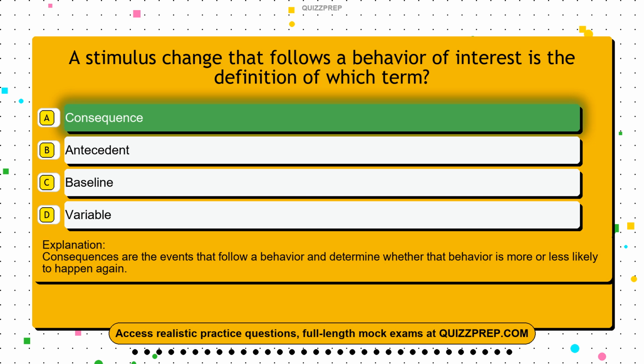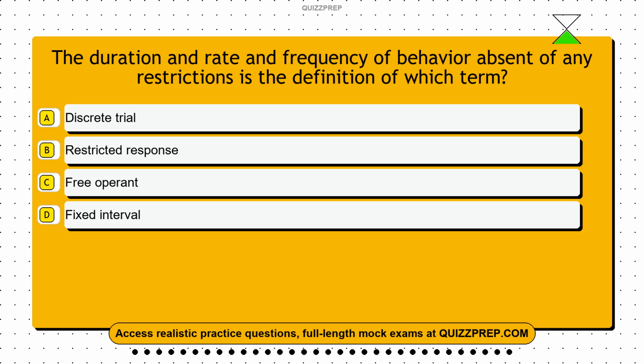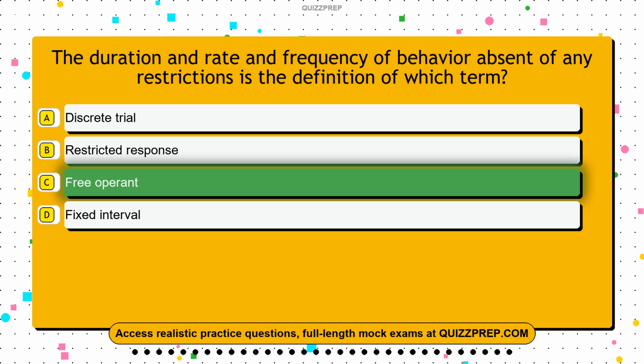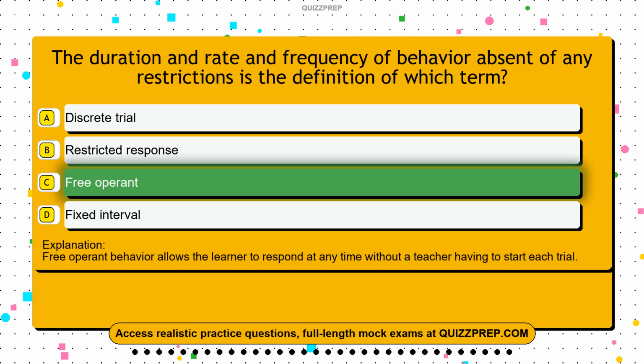again. Question 30. The duration and rate and frequency of behavior absent of any restrictions is the definition of which term? Option A, discrete trial. Option B, restricted response. Option C, free operant. Option D, fixed interval. The correct answer is option C, free operant. Free operant behavior allows the learner to respond at any time without a teacher having to start each trial.